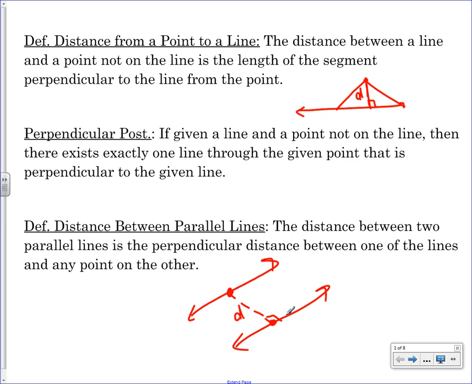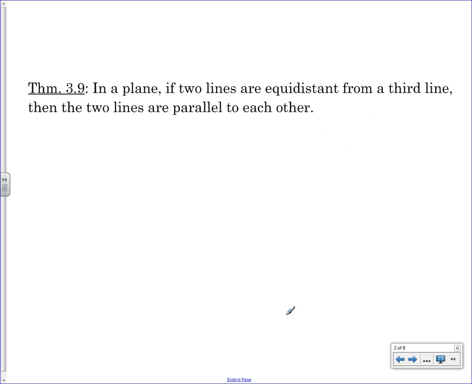So just kind of give me a second. Overall, the concept is distance from a point to a line is a perpendicular. If it's not making a right angle, if it's not opposite flip slope, then it's not right. Okay? In a plane, if two lines are equidistant from a third line, then the two lines are parallel to each other. So you have a picture, right?